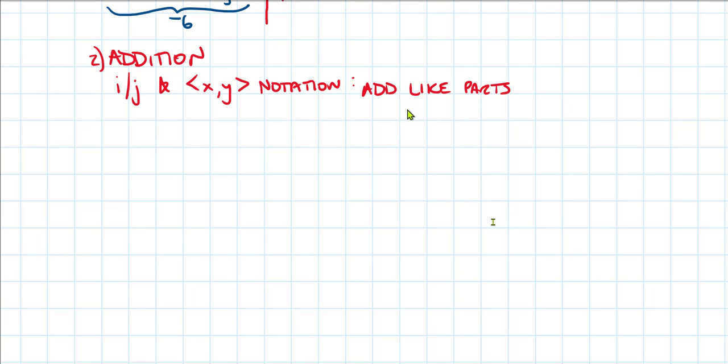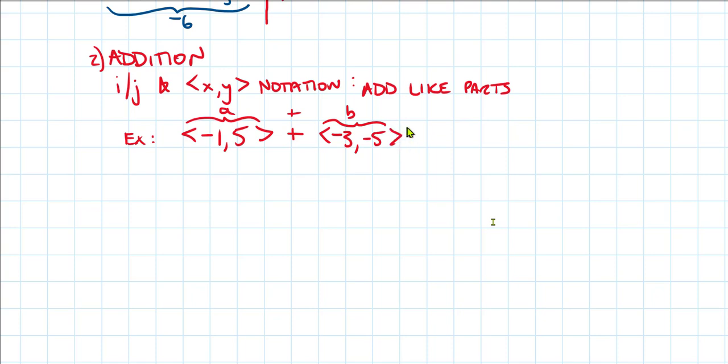That's all we do, is we add like parts. What the heck do I mean by that? I mean this. Let's say we are adding a vector, let's call this vector A, and we are adding that to vector B, which will have components, let's do -3, -5.